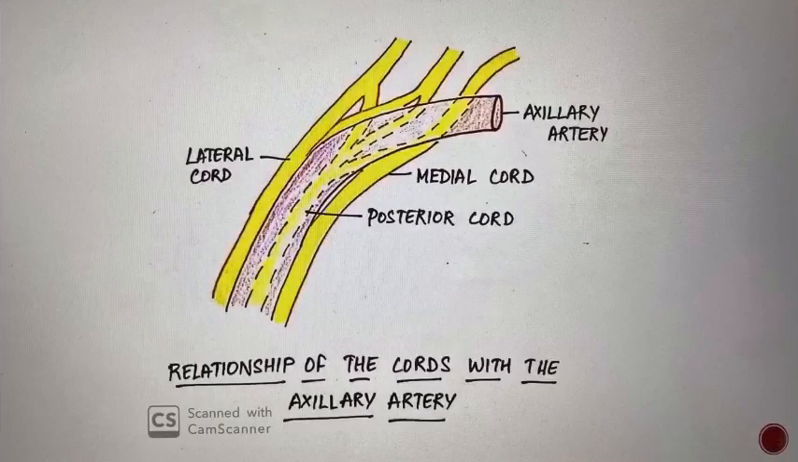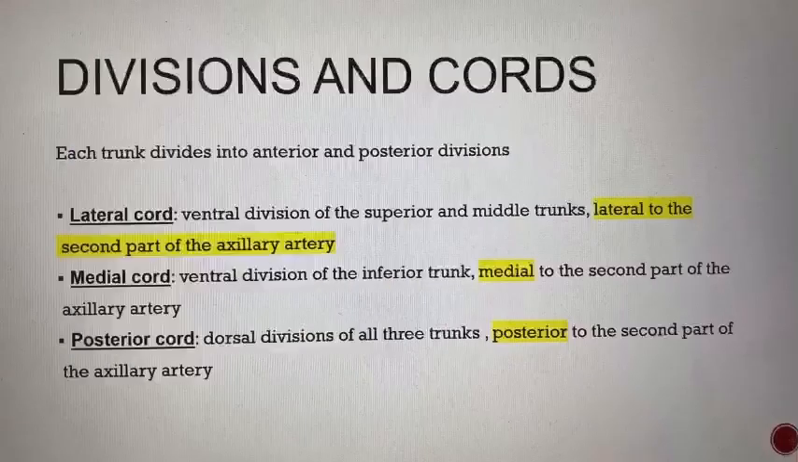The lateral cord is formed from the anterior divisions of the superior or upper and the middle trunk, that is C5, C6, and C7 anterior divisions. The medial cord is formed from the ventral division of the inferior trunk, that is from C8 and T1, and the posterior cord from the posterior divisions of all the three trunks, that is from C5 to T1.